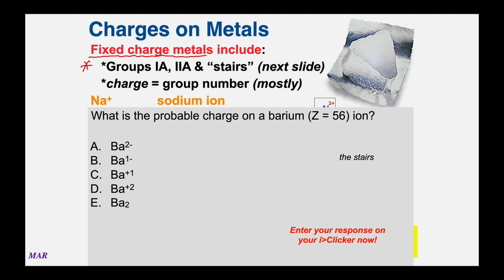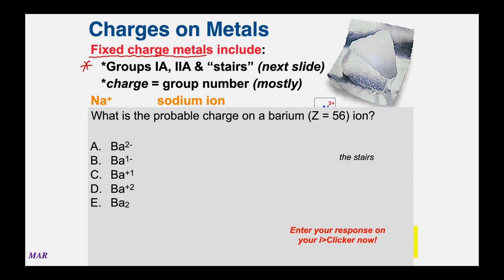Now, first of all, if you're talking about barium, all right, it's a metal. It's to the left of the metalloid line. So we know that barium is going to be positive, all right? It's not going to be negative. We're going to see the nonmetals are negative. But most importantly, barium is a group 2A metal. So that means it's a fixed charge metal. And we always know what their charges are.